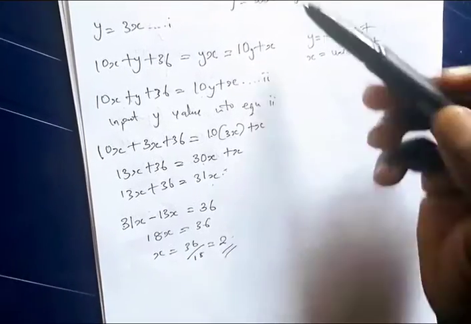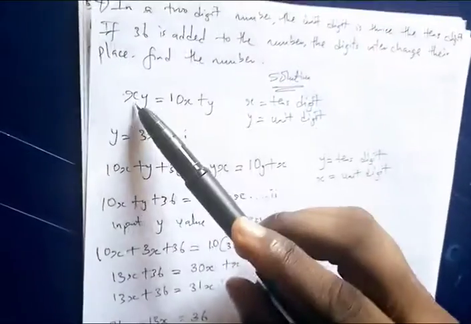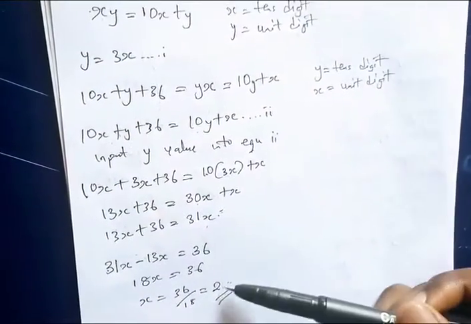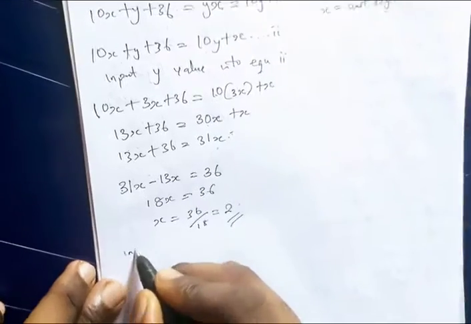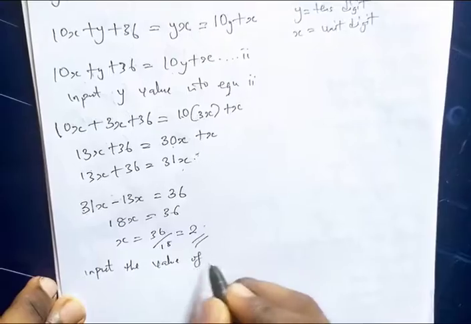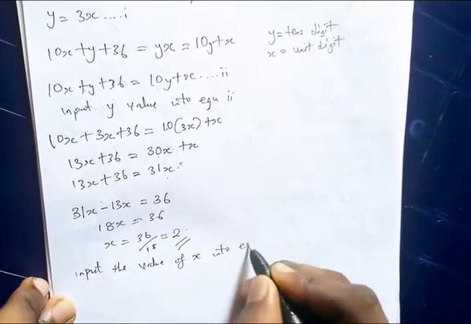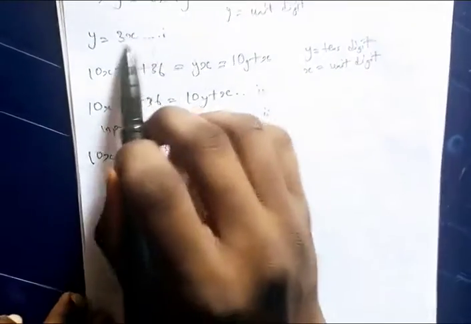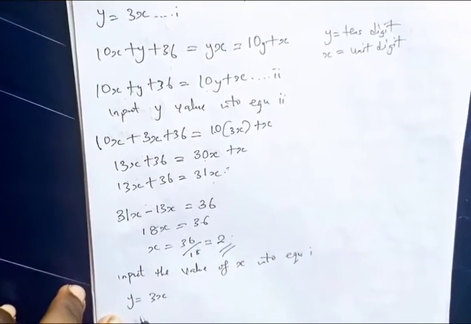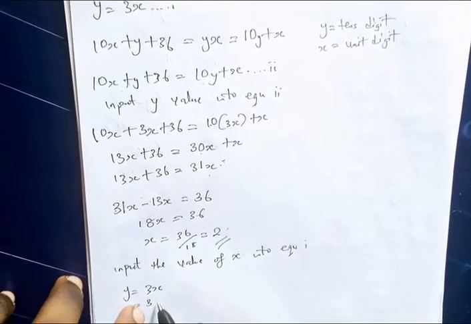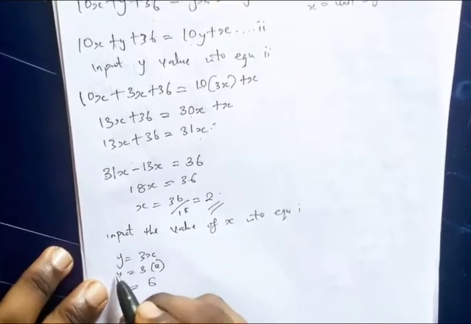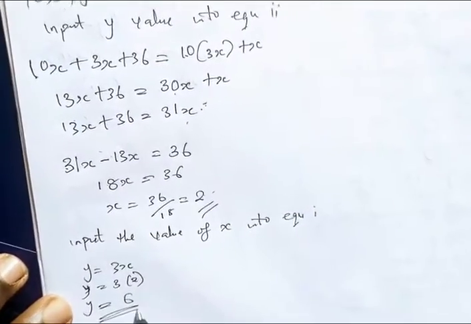Now, for the first two-digit number, my x is 2. Now, if I input the value of x into equation 1, which we can see here, I will have that y is equal to 3x. This is my equation 1. So y is equal to 3 times 2, which is 6. So y is equal to 6.